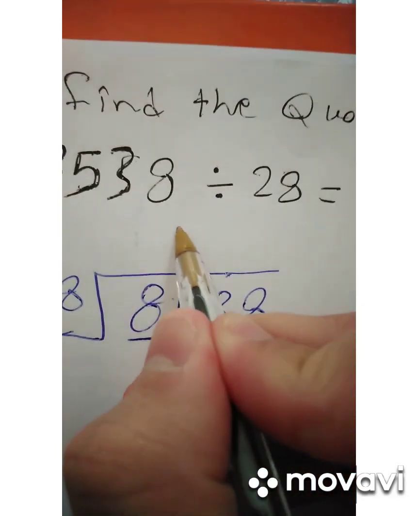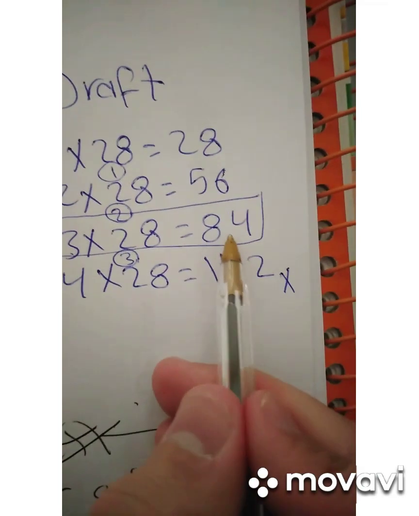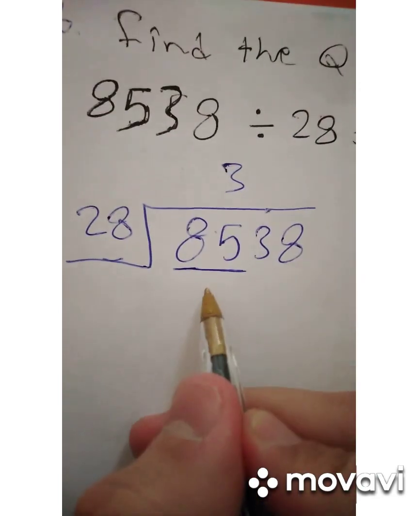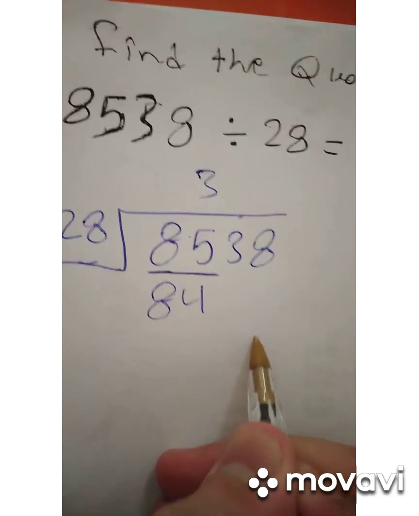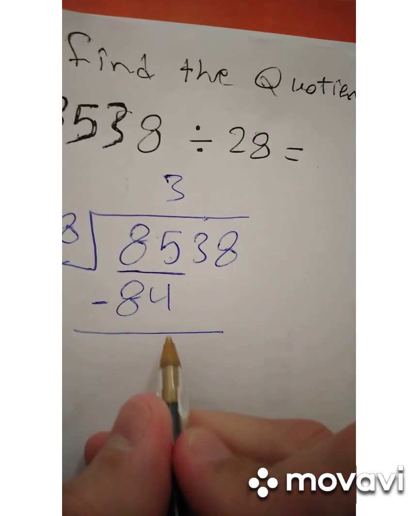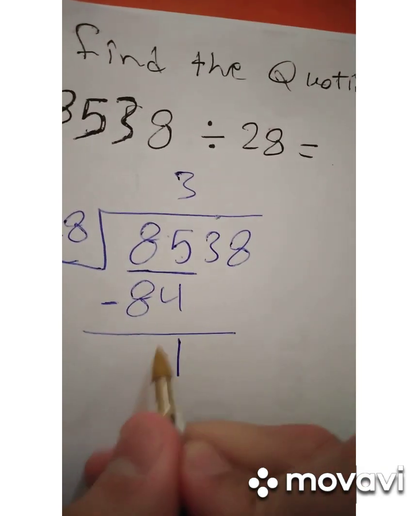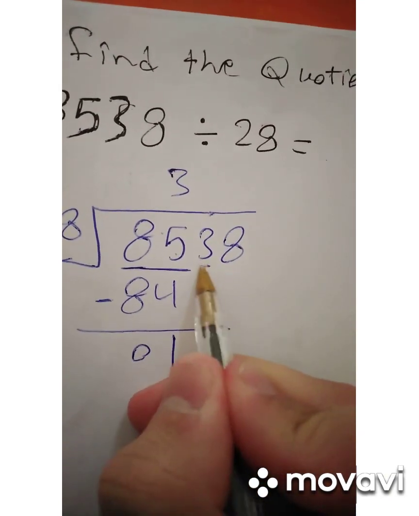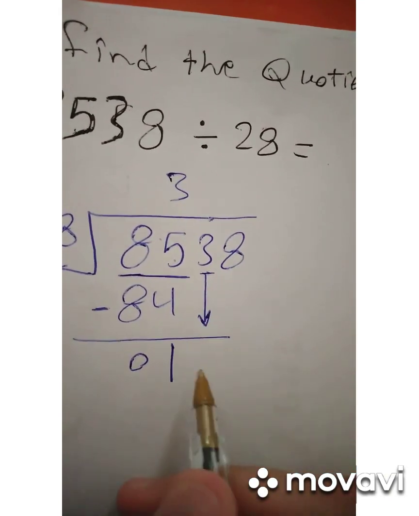So put 3 up, then multiply. The product equals 84. Then subtract. Okay, 5 minus 4 equals 1. 8 minus 8 equals 0. Bring down the third digit now.